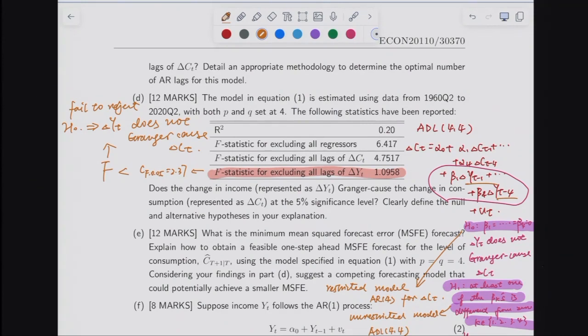So that's part B. All good? We're nearly there. Only 2 more parts left. And obviously, we'll be able to finish on time.